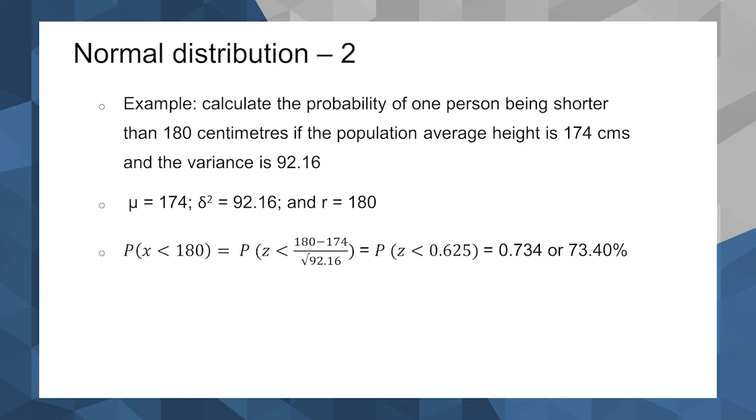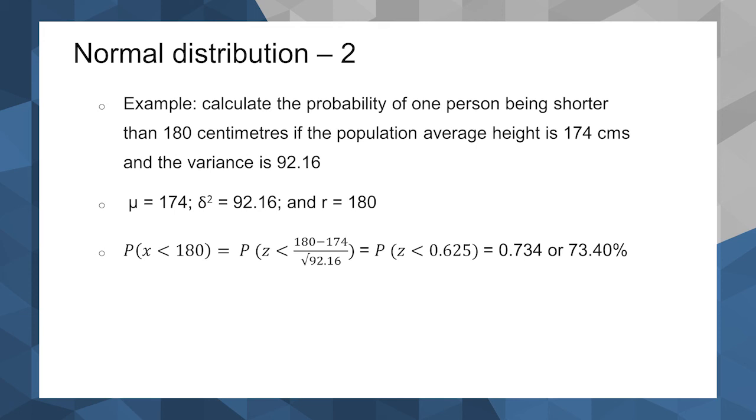Now, 180 is 6 centimeters away from the mean of 174. But if the variance is large or small, that difference can become something very small if it's a very large variance in values, or if most values are very close to each other and therefore the variance is small, that 6 centimeters may be actually very wide. So we can't just say, oh, 180 is close to 174 or 200 is far from 174 and therefore the probability is low or high.